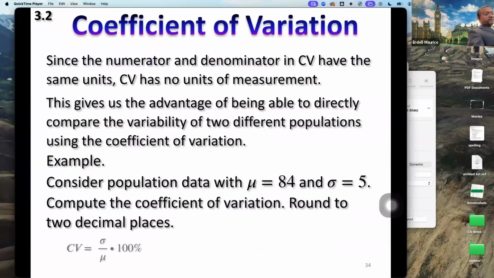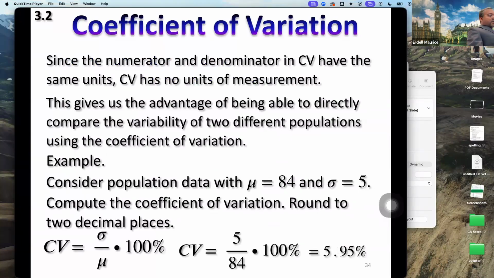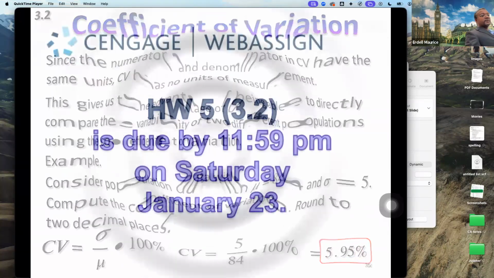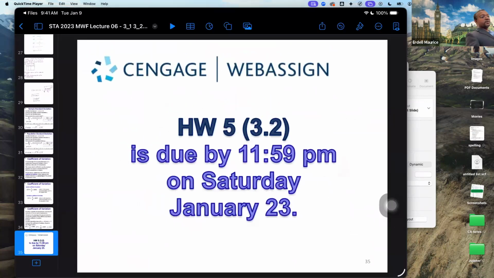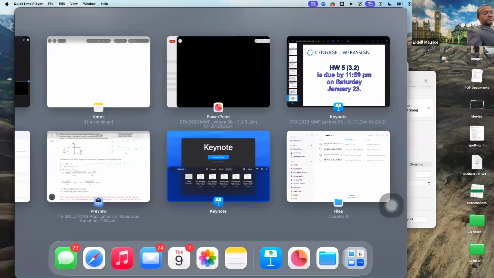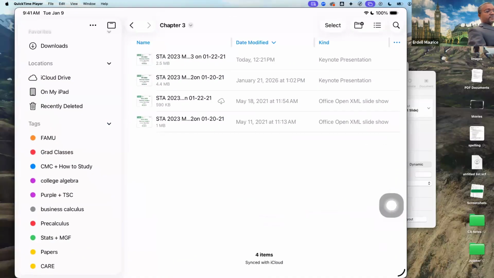Example, I explained this already. And so that's the end of 3.2. We're going to get started on 3.3 and we'll stop near the end of the class. Where is my 3.3 when I need it?